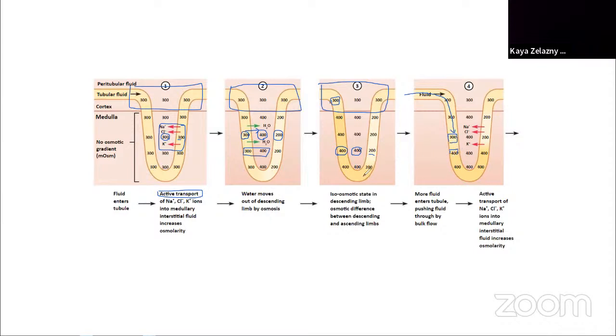And we can see before, the 400 was only until the bottom of the loop. But that whole kind of stack of fluid has been moved up. So now it reaches a little farther up towards the ascending limb before we get to the point where we have the active transport of solutes.